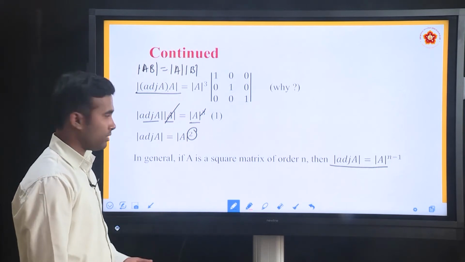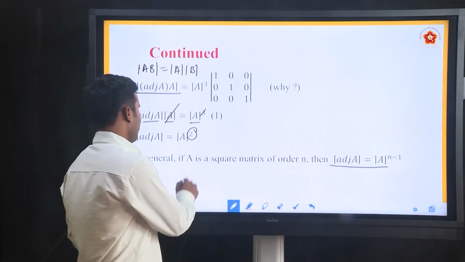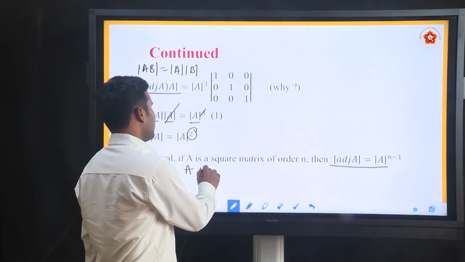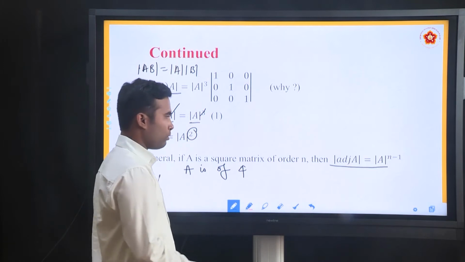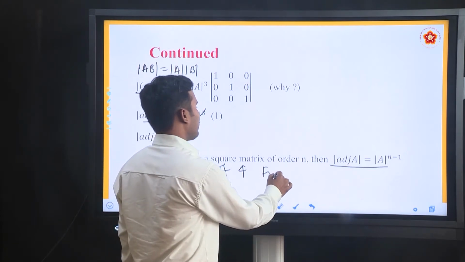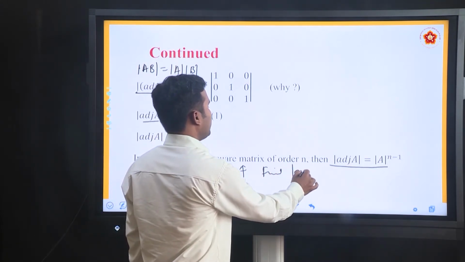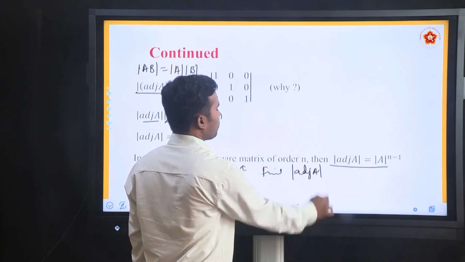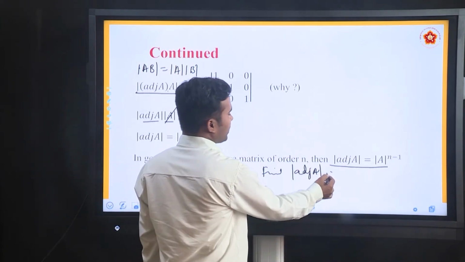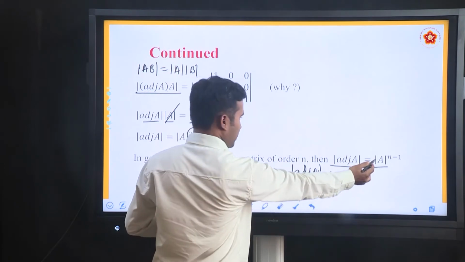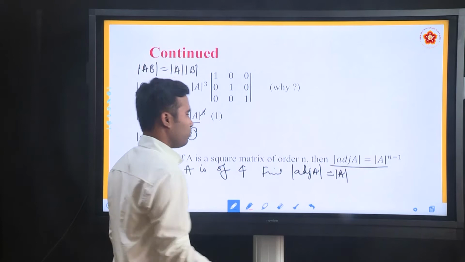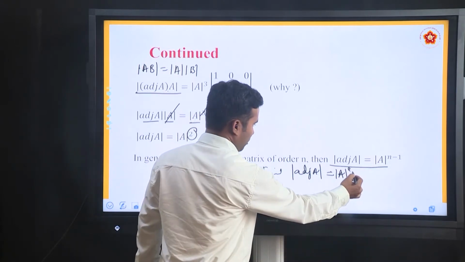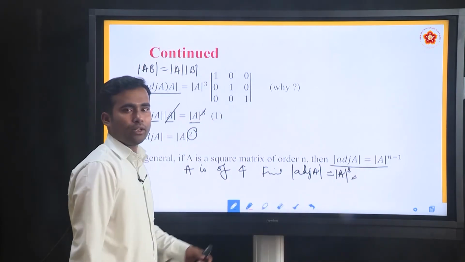The question may be like this: if A is a square matrix of order 4, then find determinant of adjoint of A. This can be evaluated by using this expression: the order is 4, minus 1, it will be 3. This is how we can do it.